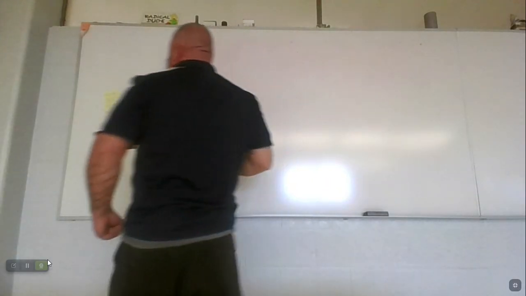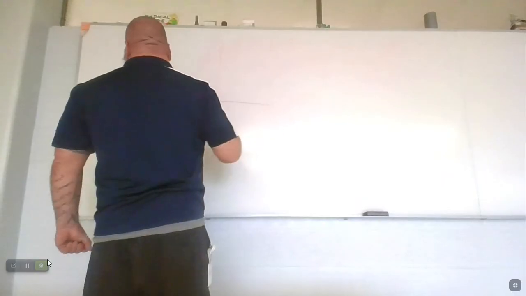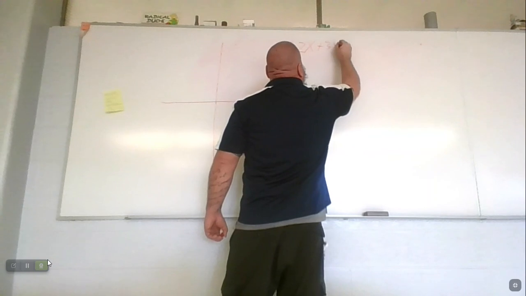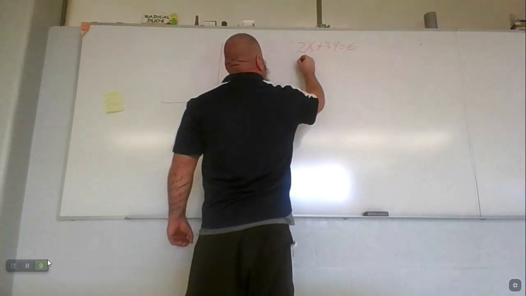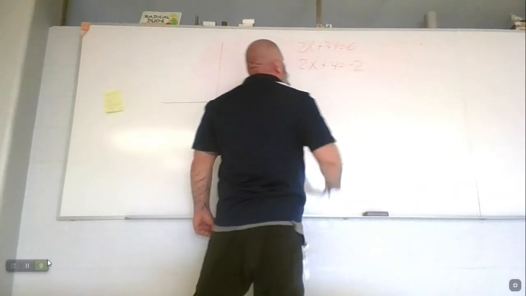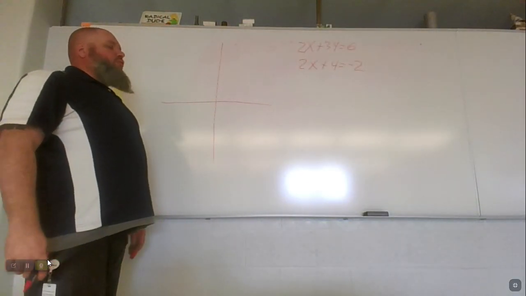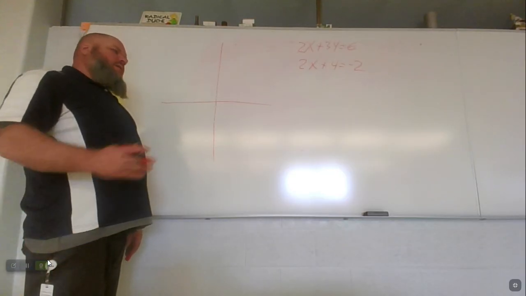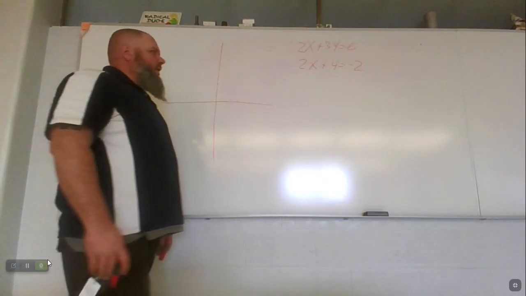All right, let's try. For starters, I'll have my coordinate plane. I have 2x plus 3y equals 6, and then 2x plus 4 equals negative 2. Now, if you want, go ahead and pause the video and solve for the two intercepts for each equation. Once you have it, come back and pick up the video. So pause it, solve, and then come back.